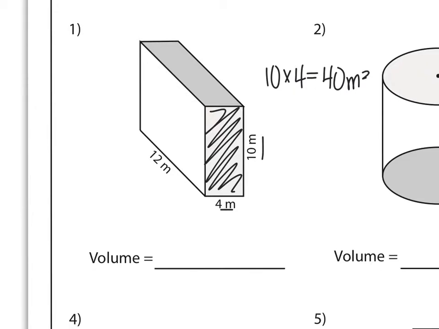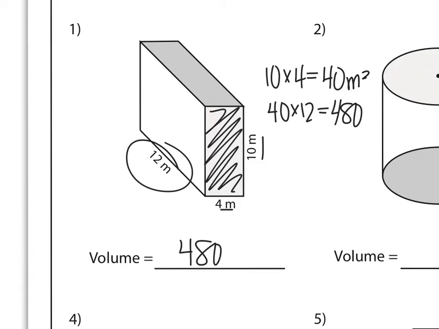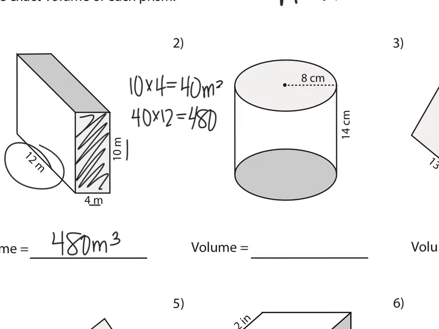Then you're going to multiply by the height. Well, this is the height of your prism. So I'm going to multiply 40 by 12. So 40 times 12 equals 480. However, volume is cubed, so it'll be 480 meters cubed. Now let's look at the second one.